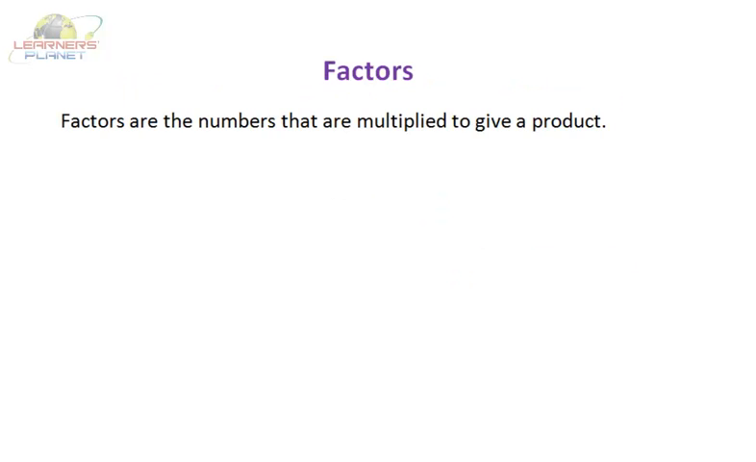Now let's see what are factors. Factors are the numbers that are multiplied to give a product. Let's take an example. You must be knowing the table of 5. So 5 into 4 is 20. Okay, here by multiplying 5 to 4 I am getting 20. That is the product of 5 and 4 is 20. That means 5 and 4 are the factors of 20.